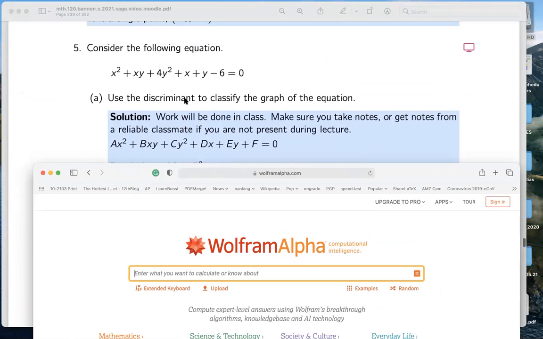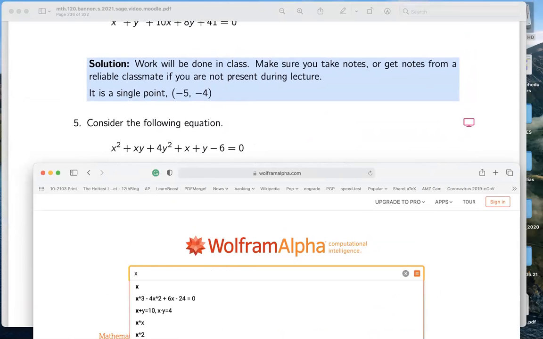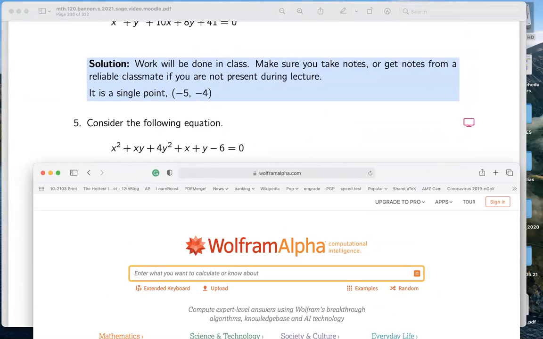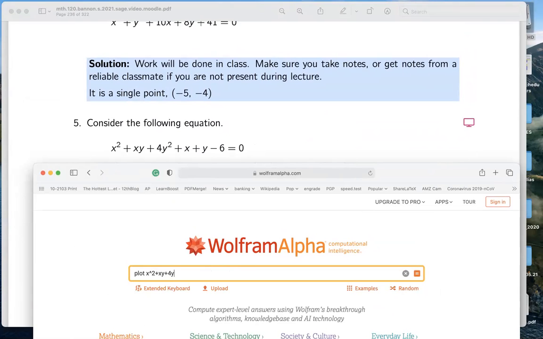One thing it can do, and I want to point out what it can do. It can graph this guy over here. Let me just put that down for you. Let me tell it to plot, P-L-O-T, x squared plus xy plus 4y squared plus x plus y minus 6 equals 0.